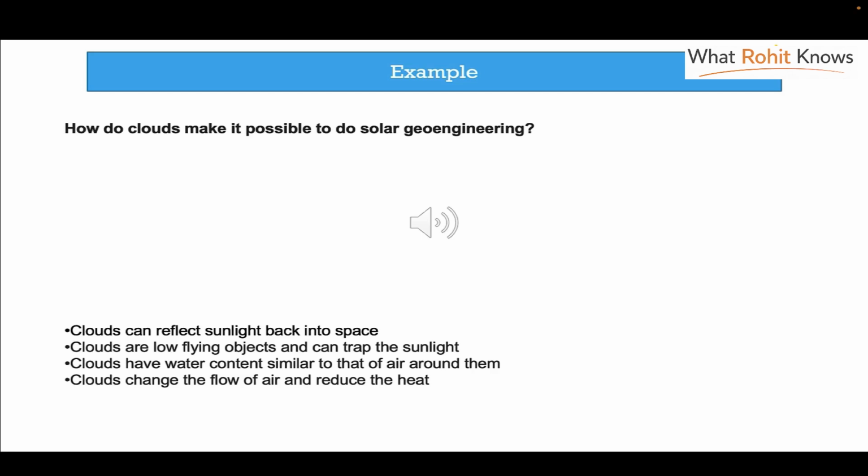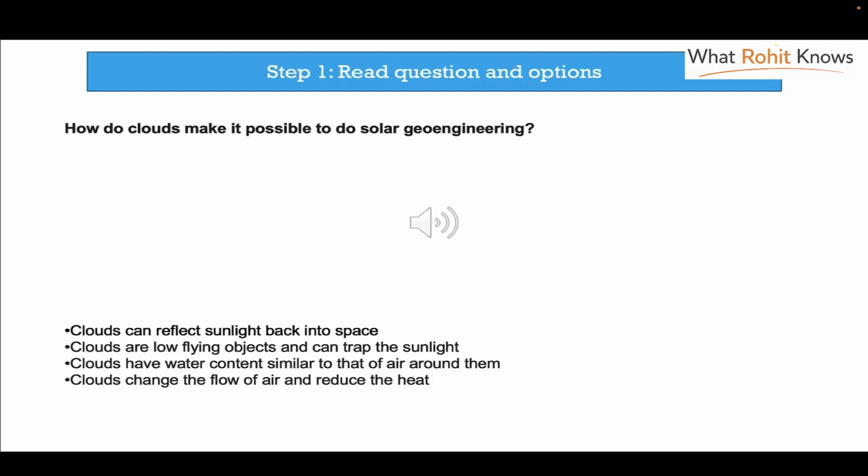If you want, you can pause the video and then work some more on the question. The correct answer is the first one. Clouds can reflect sunlight back into space, and that is how clouds make it possible to do solar geoengineering.